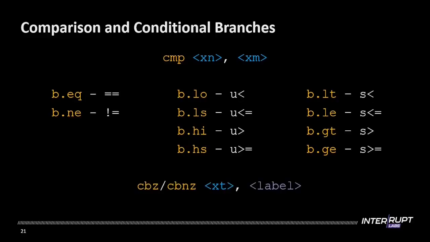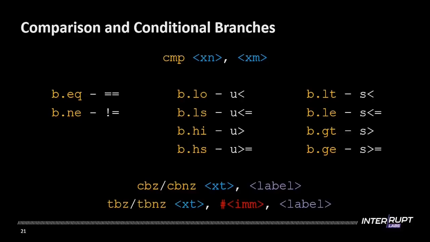There are also some instructions that merge the comparison and branching into one. So CBZ will jump to the label if XT is 0, and CBNZ will jump to the label if XT is non-zero. They stand for compare and branch on 0 and compare and branch on non-zero. There's also TBZ and TBNZ.